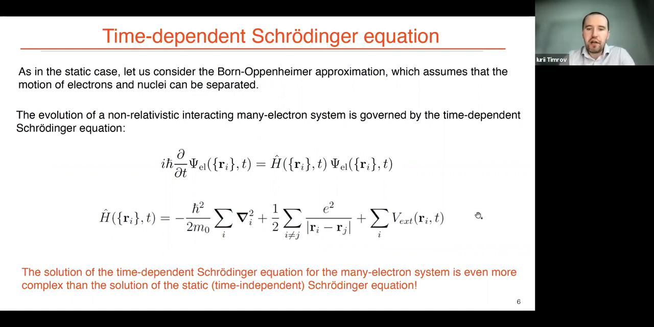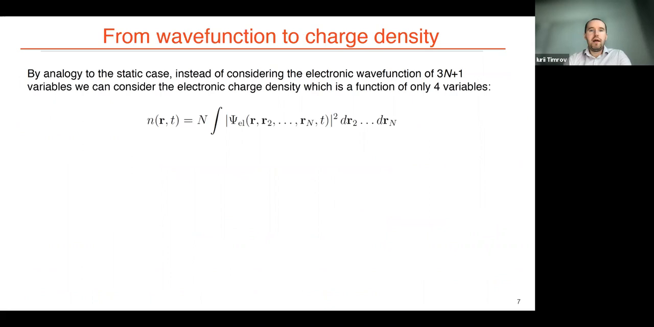And the solution of the time-dependent Schrödinger equation for the many-electron system is even more complex than the solution of the static or time-independent Schrödinger equation. As in the case of static theory, we want to go from the wave function, which is a very complicated object, to the charge density, which is much more convenient. So by analogy to the static case, we go from the wave function, which depends on 3N plus 1 variables, where we have 3N spatial coordinates and 1 time coordinate. So 3N plus 1 in total. Instead, we use just the charge density, which is a function of only 4 variables: 3 spatial coordinates labeled by vector r, which is x, y, and z, and 1 time coordinate.